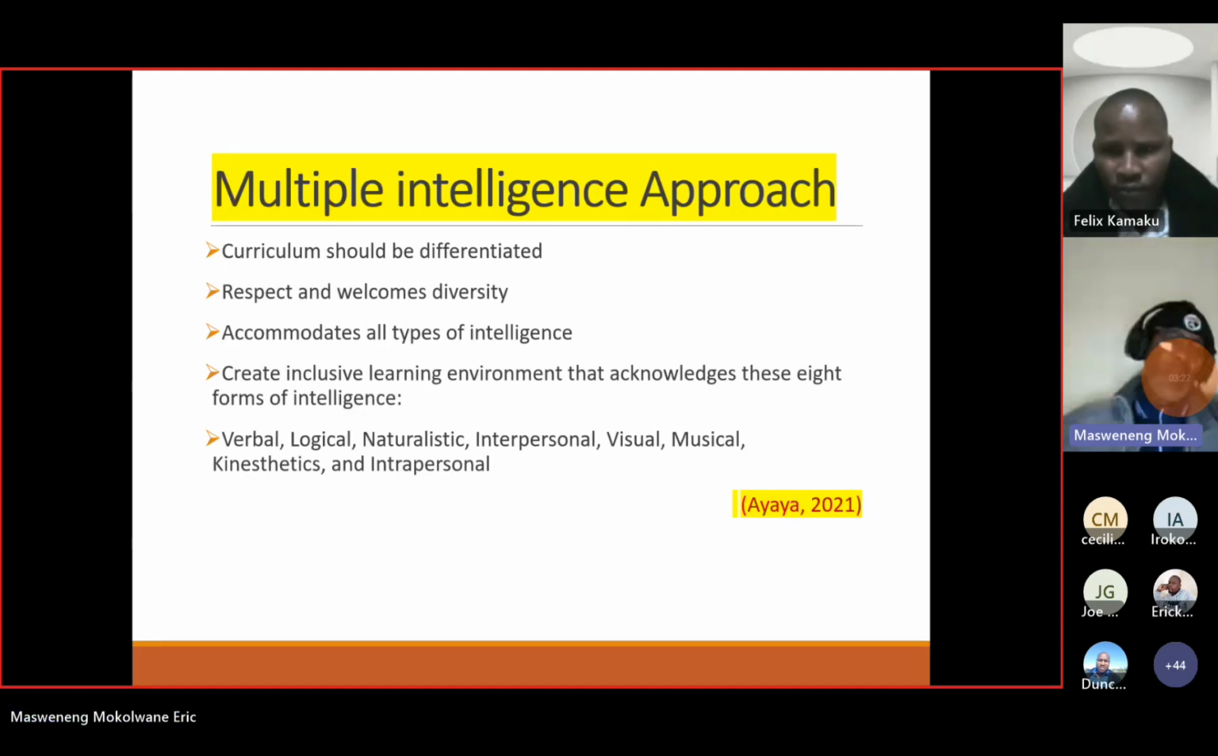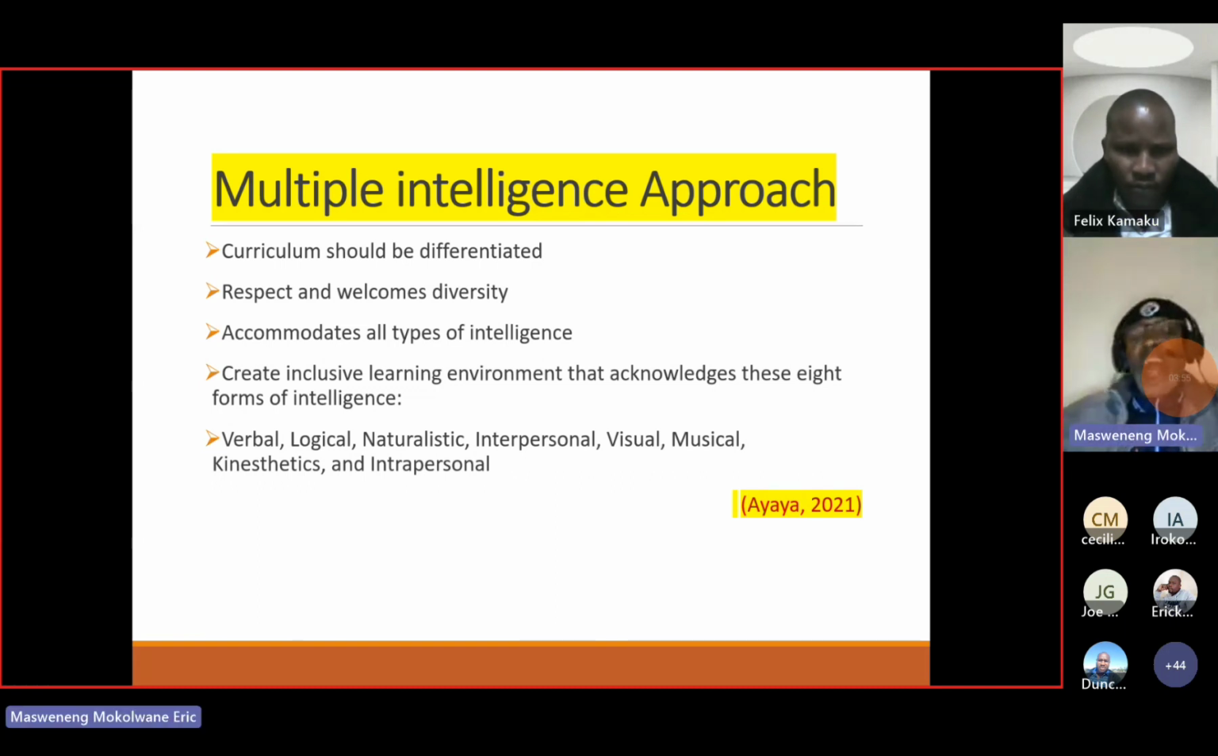Well, what about the multiple intelligence approach? In order to make inclusive learning possible, according to the multiple intelligence approach, curriculum should be differentiated to meet specific needs of learners. There should be total or complete respect for diversity. Learning should accommodate all types of intelligence.